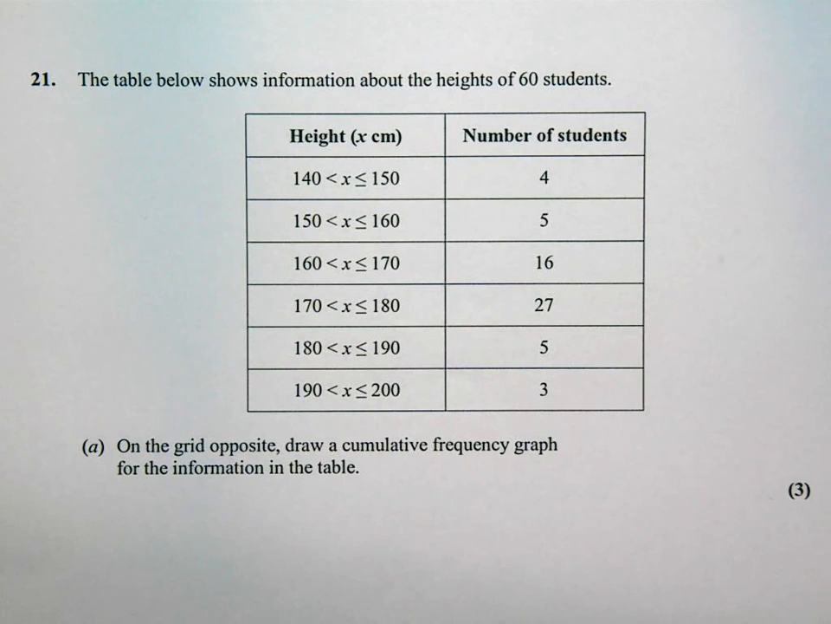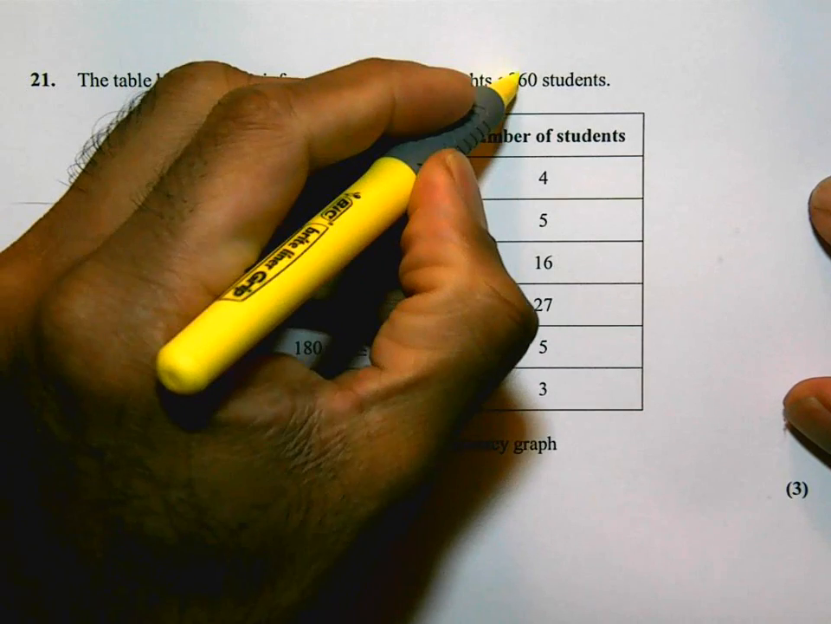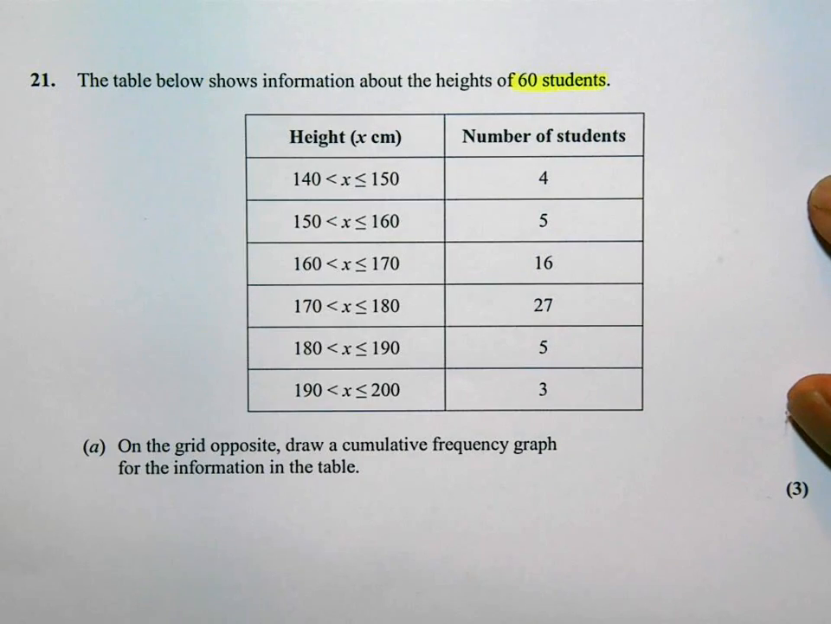This is question number 21 on the June 2013 non-calculator paper. First of all, reading the question. The question says the table shows information about the heights of 60 students. Okay, so first of all, given that we know that there's 60 students, that's important to know.